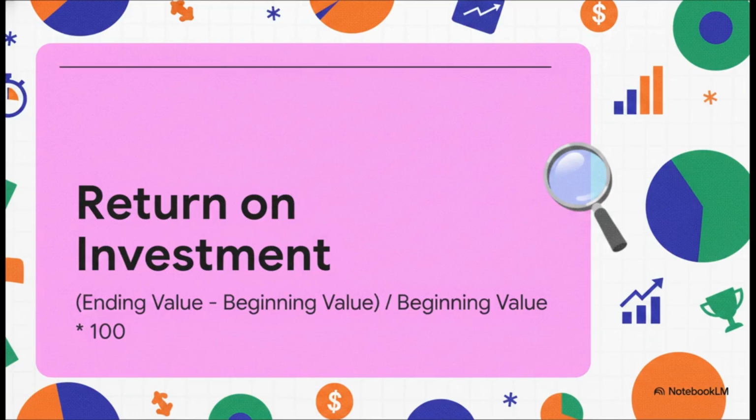That is where Figure 5 comes in, return on investment, or ROI. You just subtract your beginning value from your ending value, divide it by the beginning value, and multiply by 100. It tells you exactly how well your investment is performing as a percentage. It's the ultimate reality check for any fund.